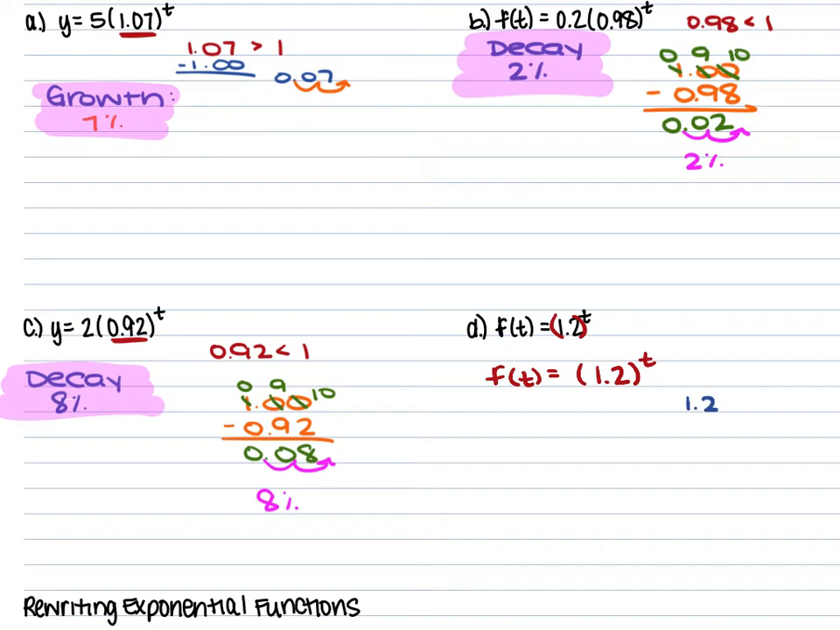That 1.2 is greater than 1, so we do have a growth. In order to find that growth, we're going to do 1.2 minus 1.0. This gives us 0.2. We move the decimal point 2 places to the right, add in that 0, so that's 20%. So we have a growth of 20% each year.